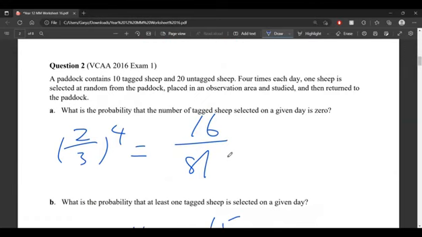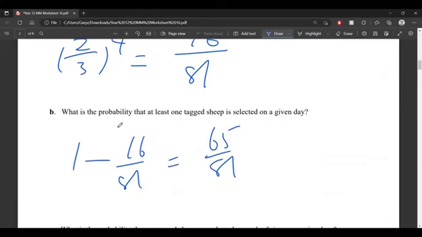Question 2 is a probability question. The first question asks, what is the probability that the number of tagged sheep on a selected day is 0? So in that, it's 4. The sheep are tagged 4 times on each day, and each time the probability of a sheep being untagged is 2 on 3. Therefore, 4 times each day is just 2 on 3 to the power of 4, which is 16 on 81.